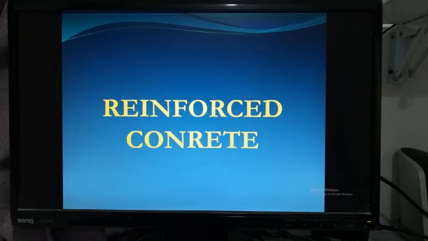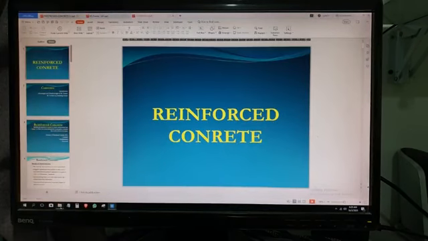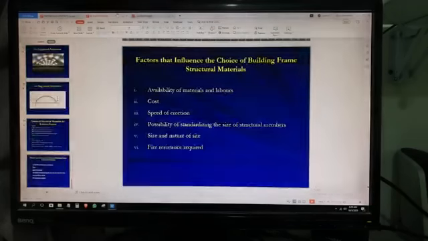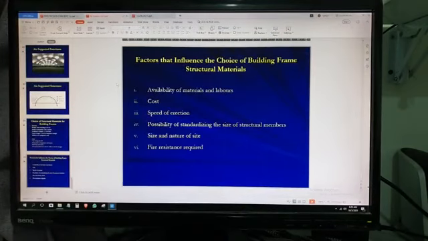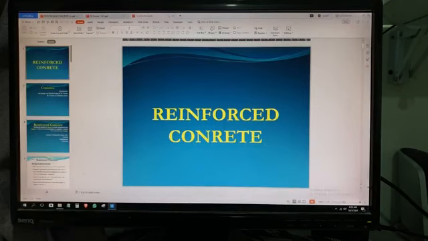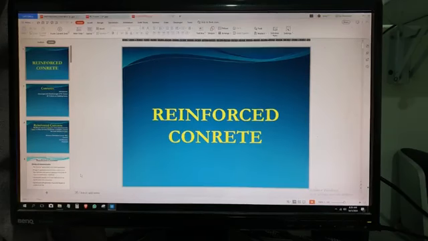I believe we already talked about superstructure. Okay. About frames, I believe we already done this type of presentation. So today we move on to the types or the material being used for the creation of superstructures.